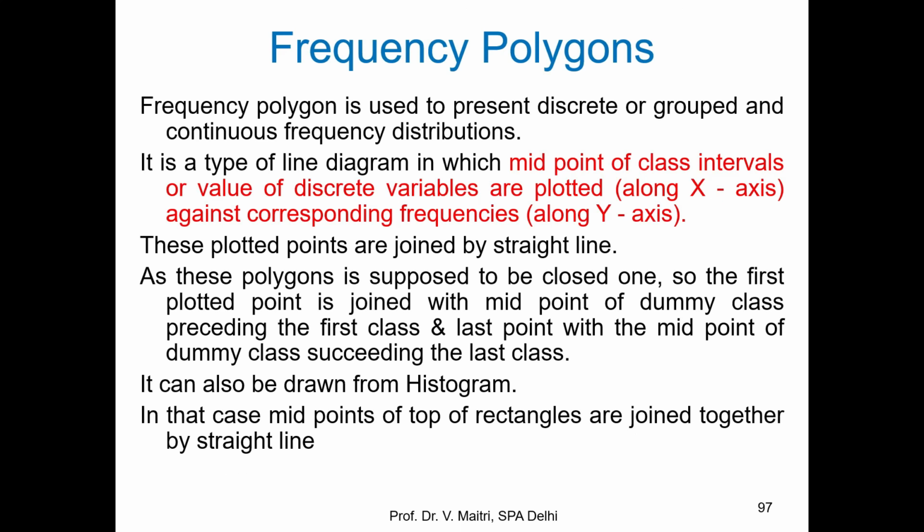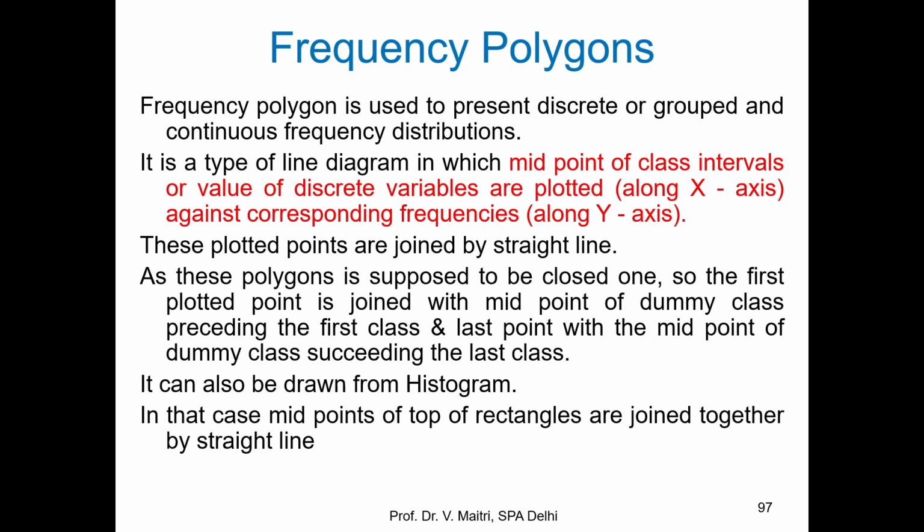Now coming to the frequency polygon. We use a frequency polygon to present discrete or grouped and continuous frequency distributions. So we can present discrete as well as group. It is a type of line diagram in which the midpoint of the class interval or the value of a discrete variable is plotted along the x-axis, and the corresponding frequency on the y-axis. Then these plotted points we join by straight lines.